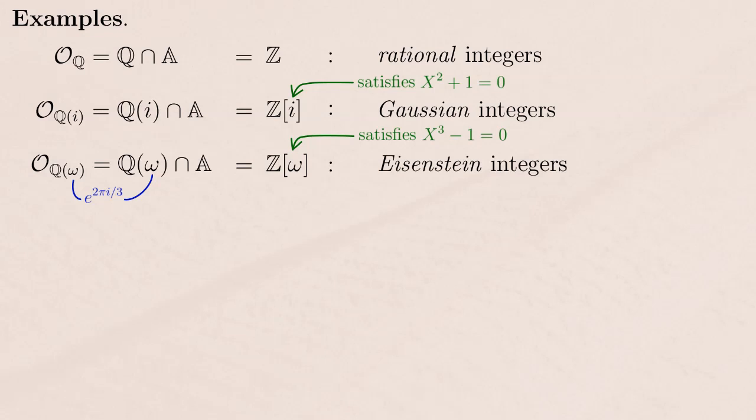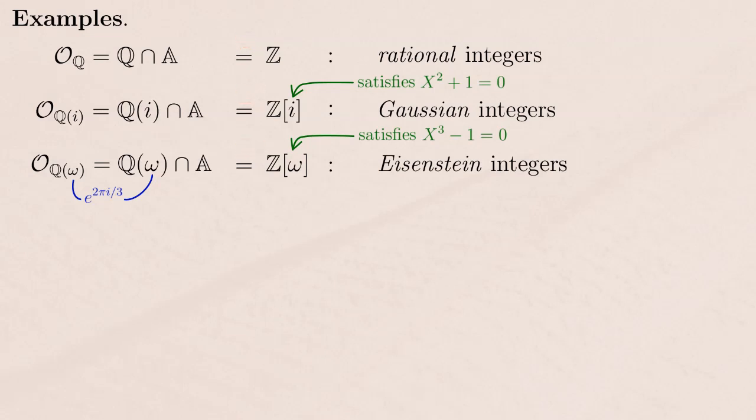By the way, these equalities aren't all obvious. It's normally easy to show that everything in the rings on the right is an algebraic integer, but it can be harder to show that every algebraic integer is contained in these rings on the right. We'll see some tricks for proving that later.